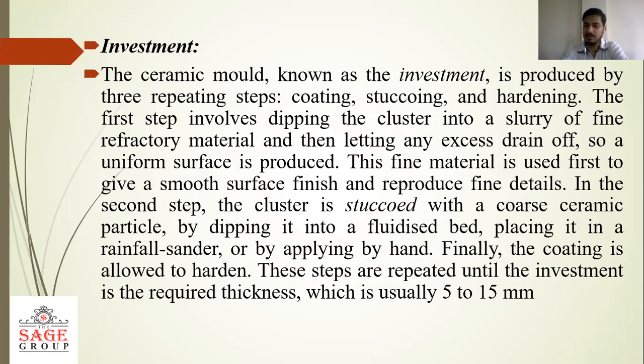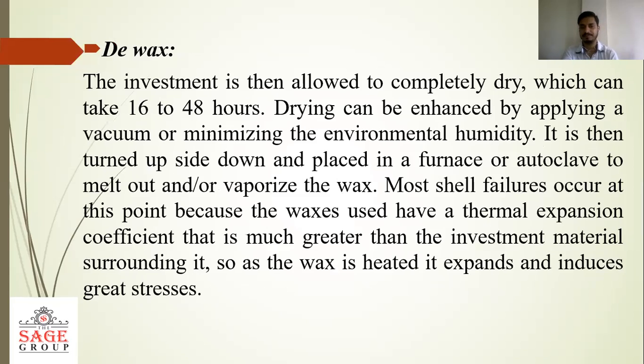In the second step, the cluster is stuccoed with coarse ceramic particles by dipping it into a fluidized bed, placing it in a rainfall sander, or applying them by hand. Finally, the coating is allowed to harden. These steps are repeated until the investment is the required thickness, which is usually 5 to 15 mm.